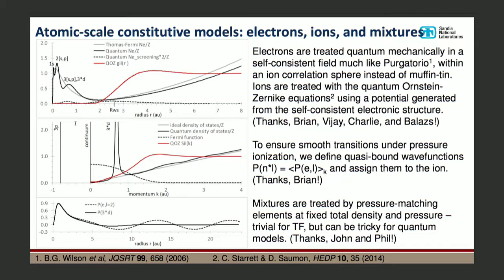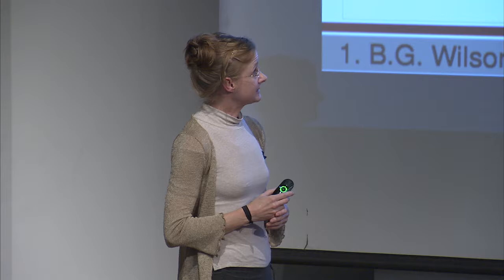So in this model, you guess a potential, you find the wave functions, you populate them according to Fermi-Dirac statistics. That gives you a density from which you can back out another potential, and you iterate this process until the potential and the electron density are consistent.